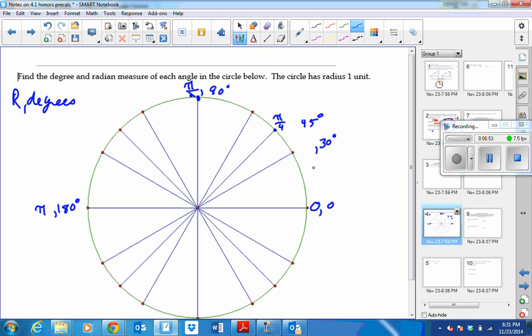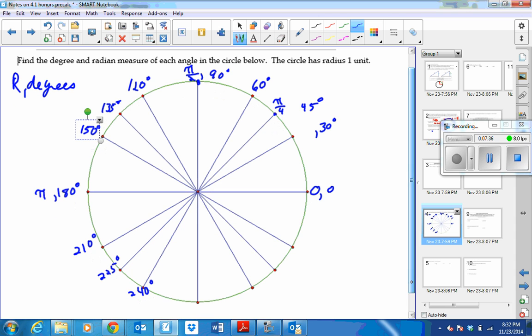So we have 30 degrees, and then 60 degrees. Remember, it's all the measurements that gave us our special right triangles. That's how we get these. And then we go to 90 degrees. 90 plus 30, we're at 120 degrees. And then we're at 135 degrees, 150 degrees. And then it makes the jump to 180. 180 plus 30 would put us at 210 degrees. And then we're at 225 degrees. And then 180 plus 60, that's 240 degrees.